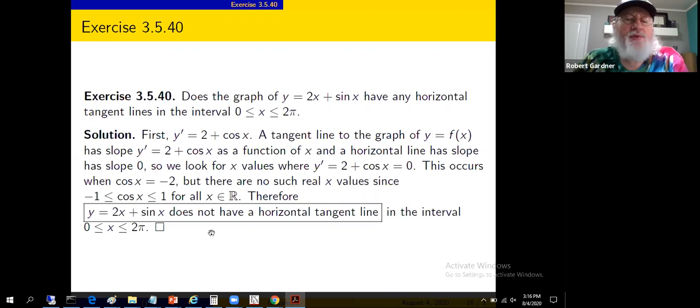So no, there's no place where the graph of this function has a horizontal tangent line in the interval 0 to 2 pi. Well, anywhere. This doesn't happen anywhere. There are no x's that do that, let alone any x's in this interval. That simply never happens, regardless of the constraints on real variable x. So nope, it does not have horizontal tangent lines there or anywhere else, by the way.